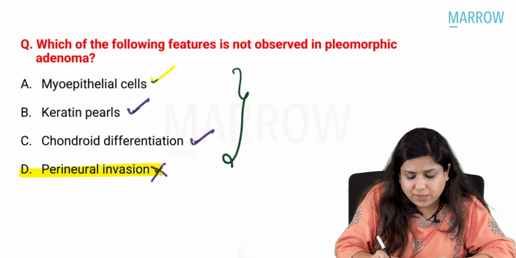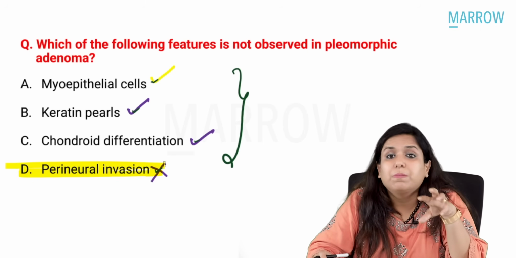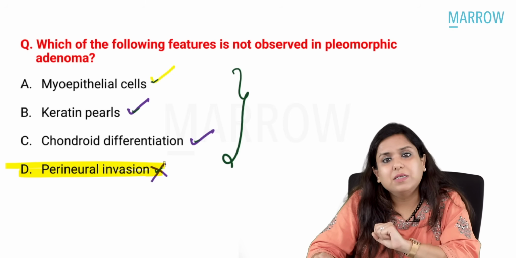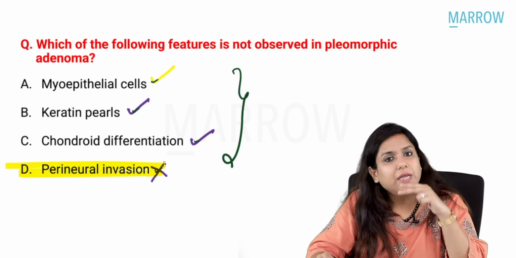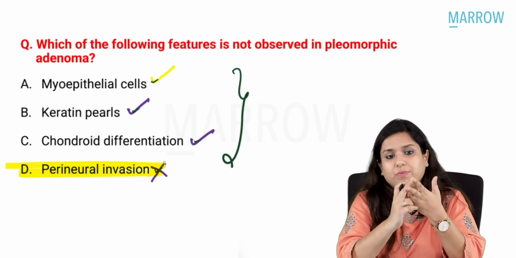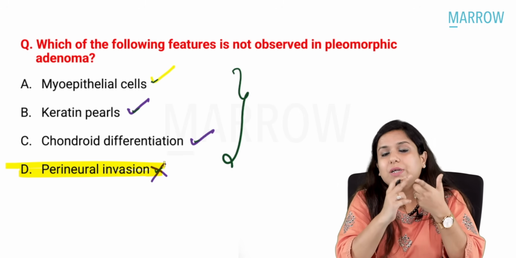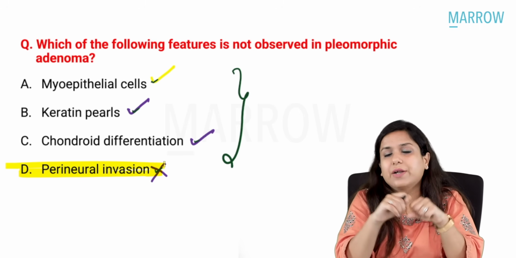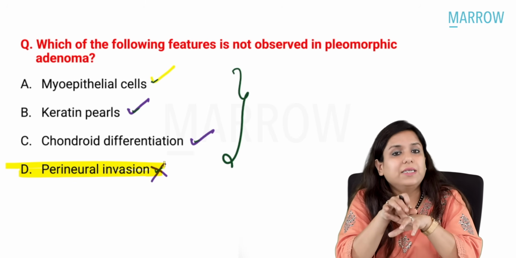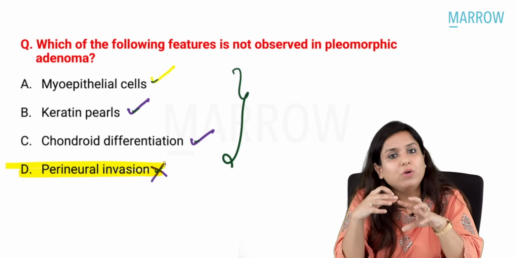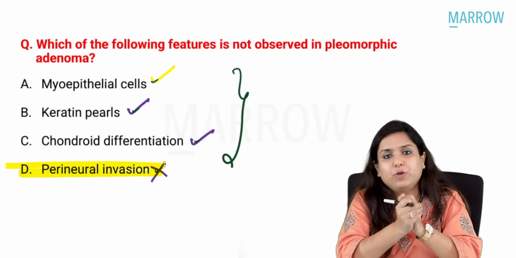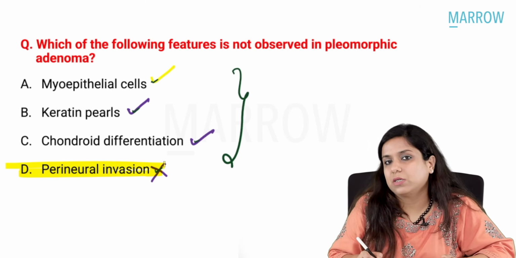Now, according to me, this is the best answer because this is a benign tumor which we have. Pleomorphic adenoma does not show perineural invasion. That is why this is the best answer. Can you name 2 tumors in pathology or medicine or surgery which show perineural invasion? The answer is adenoid cystic carcinoma, which is another salivary gland tumor which shows perineural invasion, right? Adenoid cystic carcinoma. Second is the pancreatic carcinoma. Both these tumors are notorious for causing perineural invasion. It is not seen in pleomorphic adenoma. That is why this is the best answer in this question.